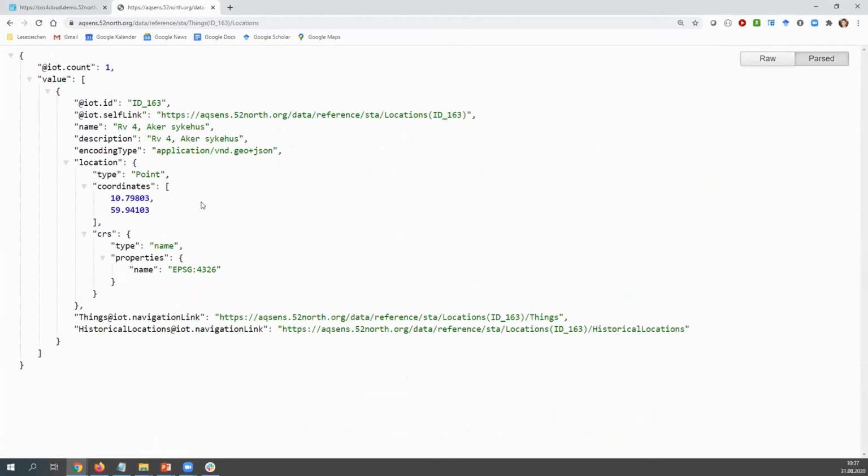/locations, and here you see the location associated to our thing RV for Akershus in Oslo. And here you have the coordinates of this thing. So let's continue.